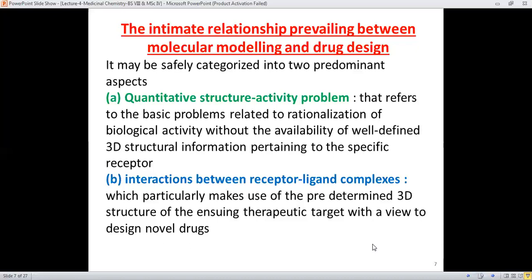Its main receptor are the body parts or the tissues to which the drug is going to bind, and the drug molecule will behave as the ligand. And therefore, first is the quantitative structure activity problem. It refers to the basic problems which are related to the rationalization of the biological activities, without the availability of well-defined 3D structure information pertaining to the specific receptor.